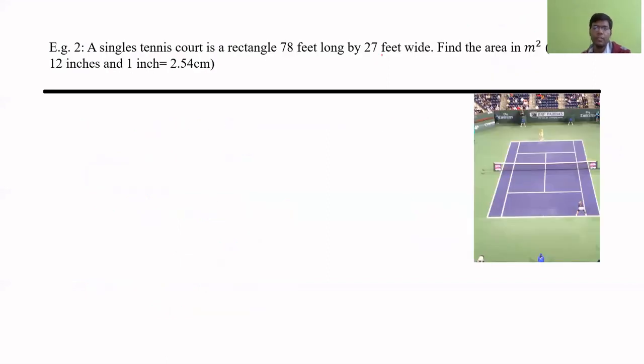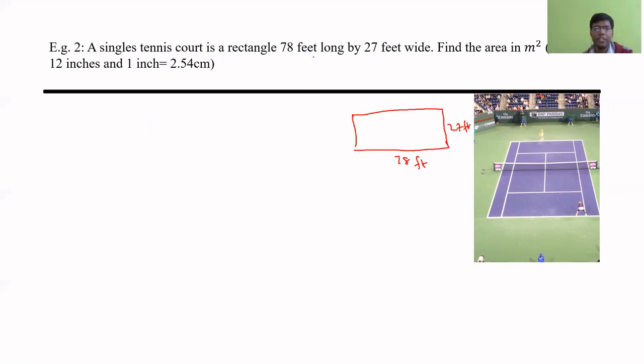Let's see the next question. A single tennis court is a rectangle 78 feet long by 27 feet wide. Find the area in meter square. Again, he has given the conversion from foot to inch and inch to centimeters. So let's draw. This is my tennis court. Of course, it's not looking exactly like a rectangle, but manage it. This is 78 feet and this is 27 feet.